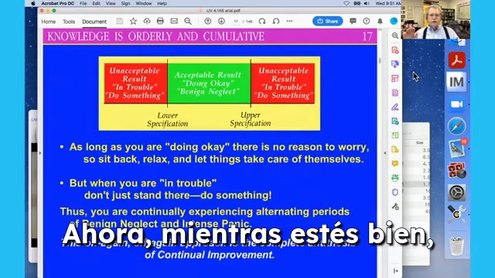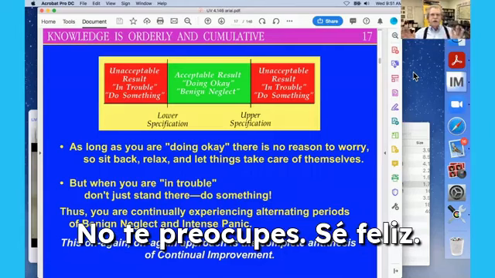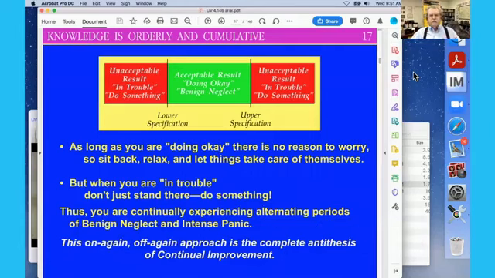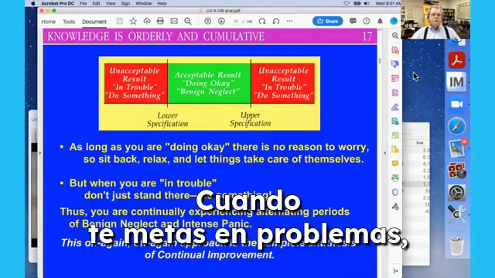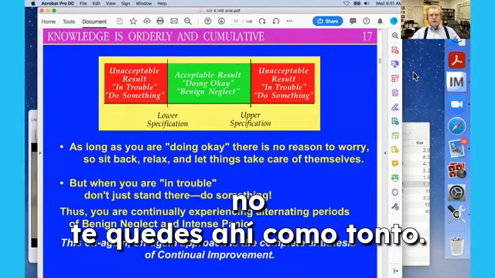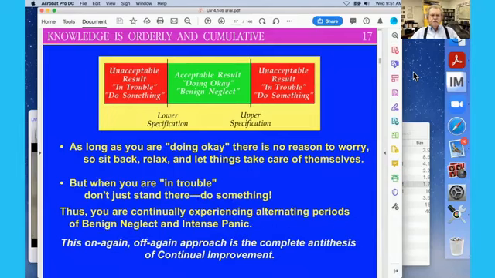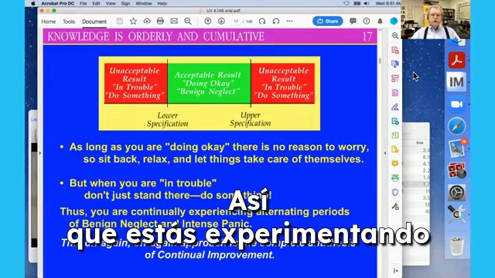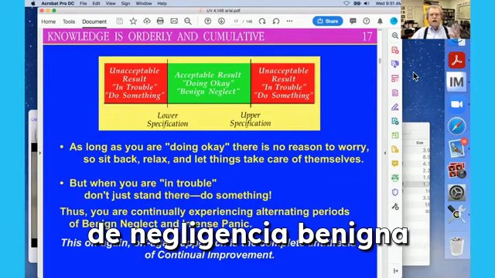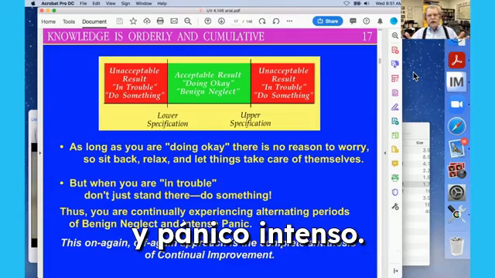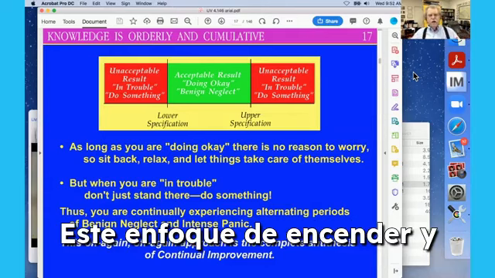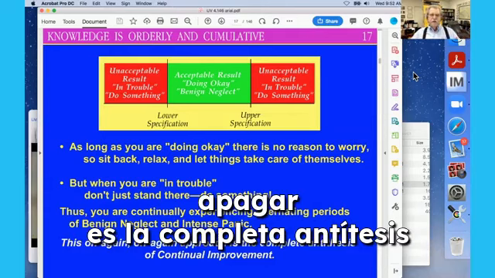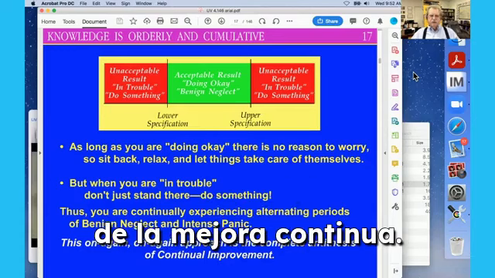Now, as long as you're doing okay, sit back and relax, don't worry, be happy. Let things take care of themselves. But when you get to be in trouble, don't just sit there stupid, do something. So you are continually experiencing alternating periods of benign neglect and intense panic. Sound familiar? This on again, off again approach is the complete antithesis of continual improvement.